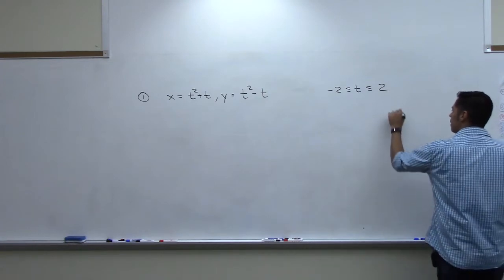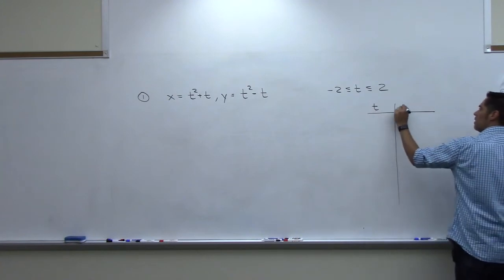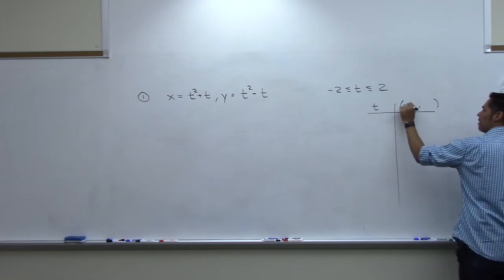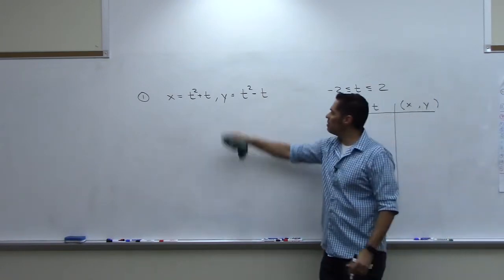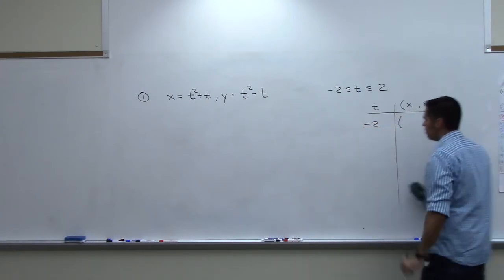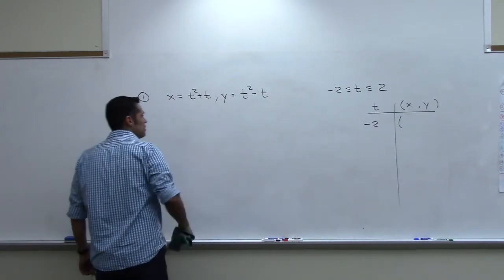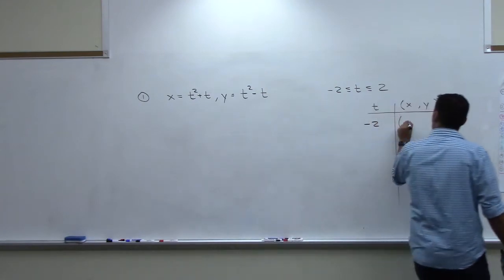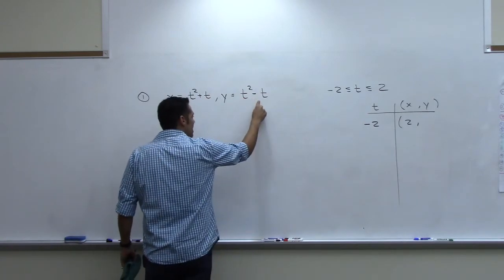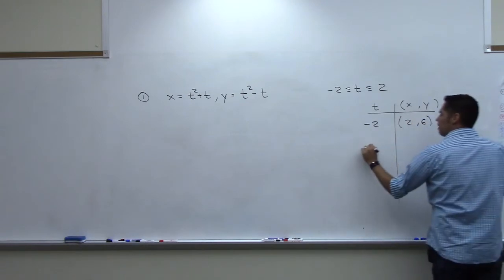happening here. So I'm going to make a t table, remembering that I'm actually getting points out, right? And the points I'm going to get are the x and the y that are determined from these two equations. So start with -2. Plug in -2 here. We should get 4, then plus -2, so that should be 2. And then what about this next one? We've got -2 squared is 4 minus -2. So we're going to get 6 there. So 2, 6.